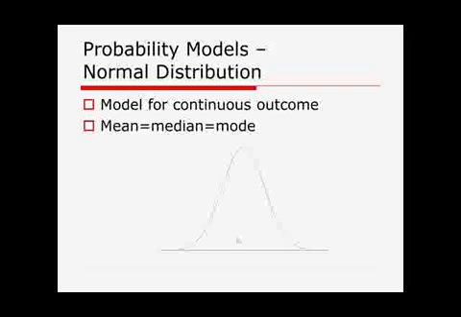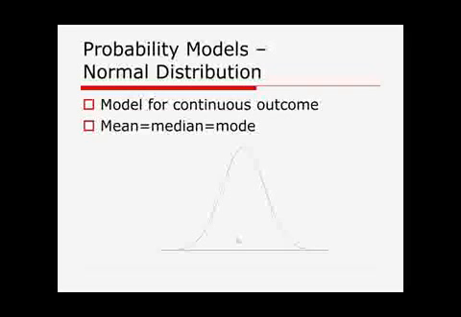Okay, so let's talk about the normal distribution model. This one comes up a lot in practice, and this is a model for a continuous outcome. And there are some very specific features about the normal distribution. One is that the mean is equal to the median is equal to the mode. And so this is an example. The normal distribution is one where if you draw a graph, you often follow what we call a bell-shaped curve or a normal distribution curve.